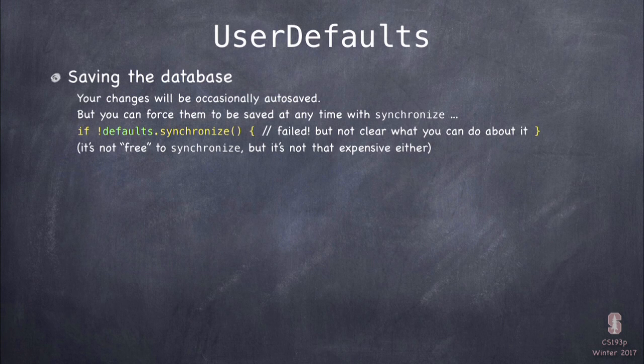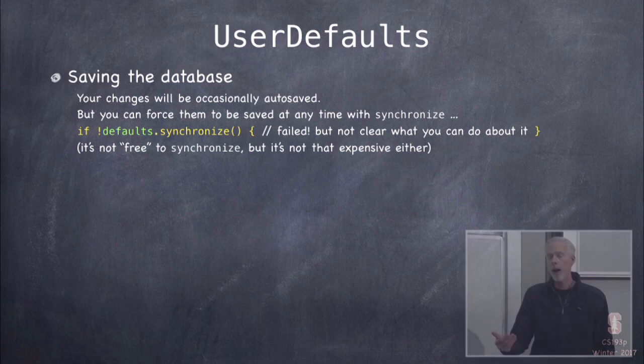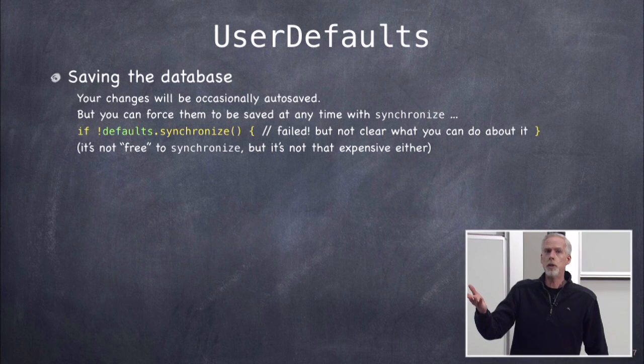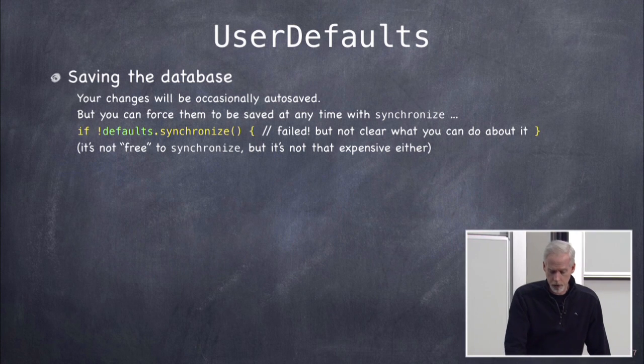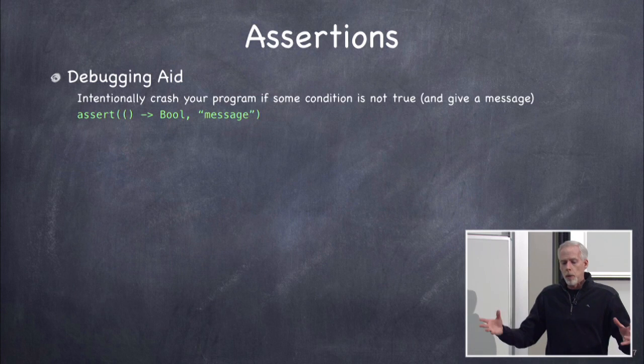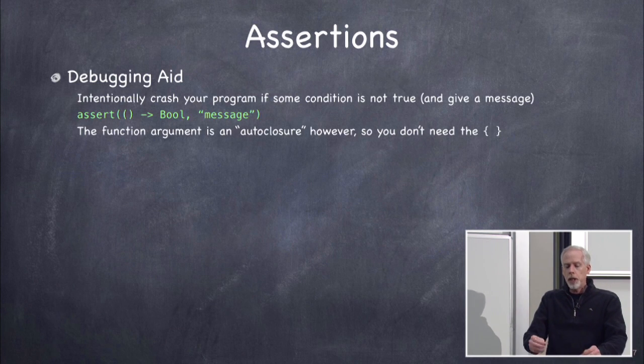If you want to force it to save because you're worried that the auto-save might not happen, you're going to exit your program or something, you can use this method synchronize. It's called synchronize defaults. It'll synchronize it. That's almost it. Assertions, sorry, one last quick thing.